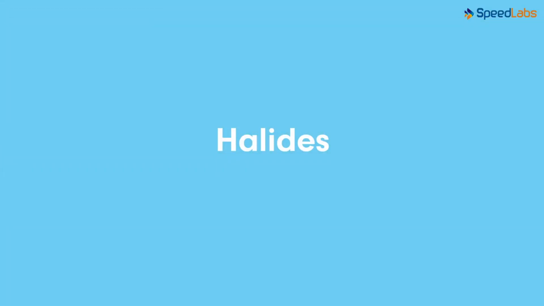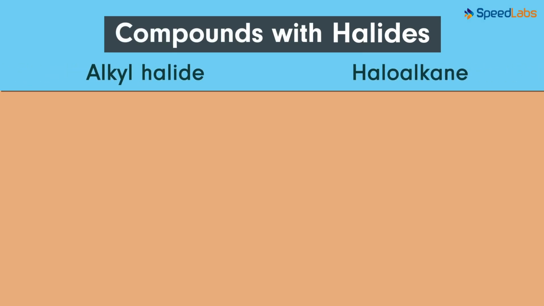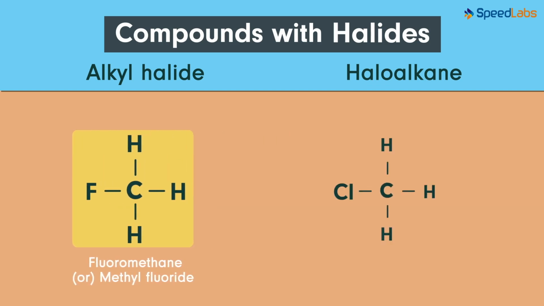Lastly, we have the halides to be included in the list. In this case, the name can be written in 2 ways. And what are the 2 ways? Yes, either in the alkyl halide fashion or in the haloalkane style. So when fluorine is attached to the methyl group, the compound becomes fluoromethane, or it can even be named as methyl fluoride. On attaching chlorine to the methyl group, it becomes chloromethane. And what will be the second way of naming it? Yes, it will be methyl chloride.